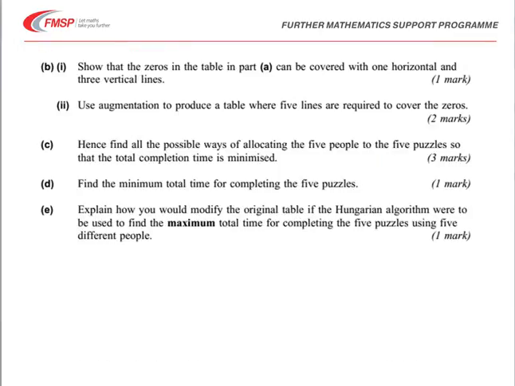The question goes on to say that the zeros in the table can be covered with 1 horizontal and 3 vertical lines, so we have to show that, and then to complete the algorithm using augmentation. Once we've done that, we need to find the possible ways of allocating the 5 people to the puzzles so that the total time is minimized, and to find that minimum time. And finally, an explanation for how we could modify the original table so that it would produce a maximum time for completing the puzzles.